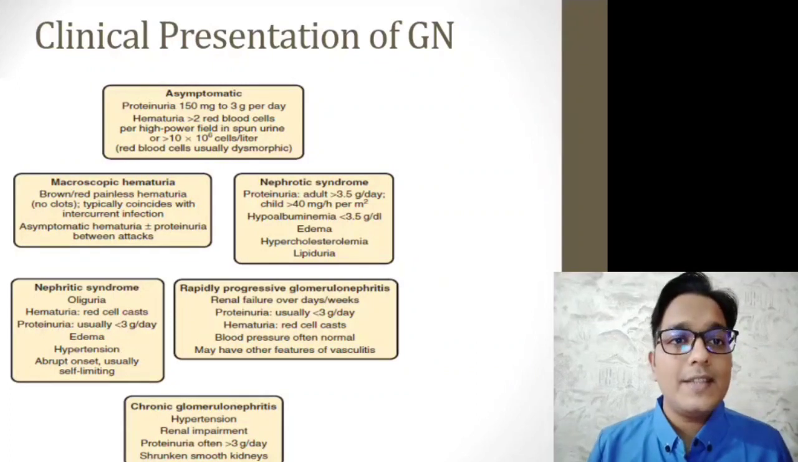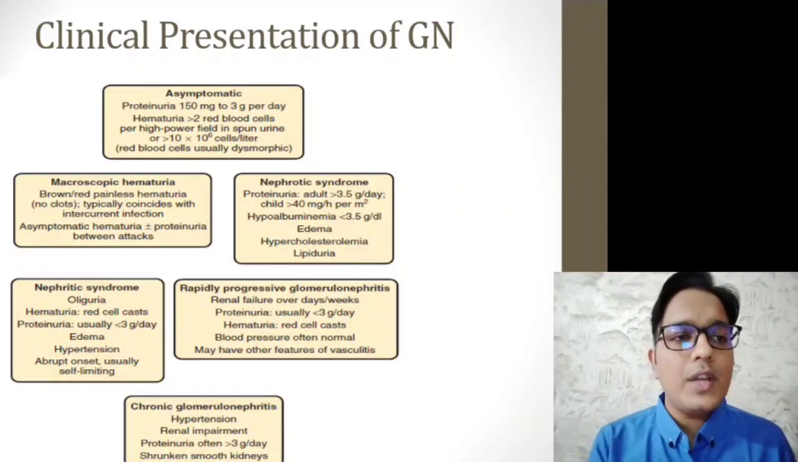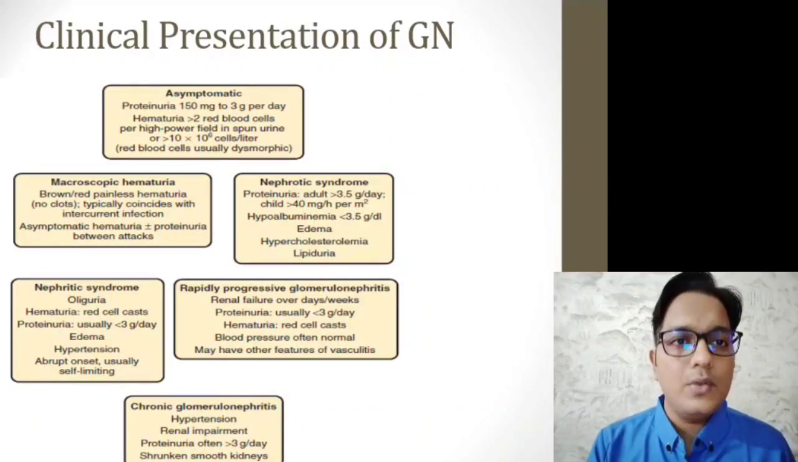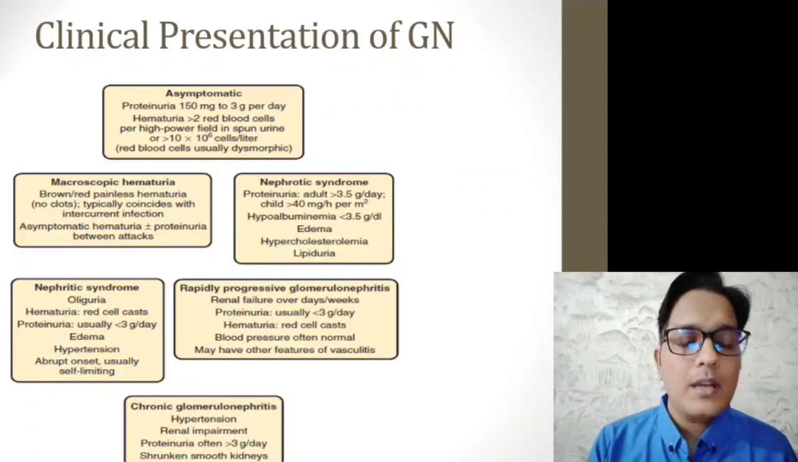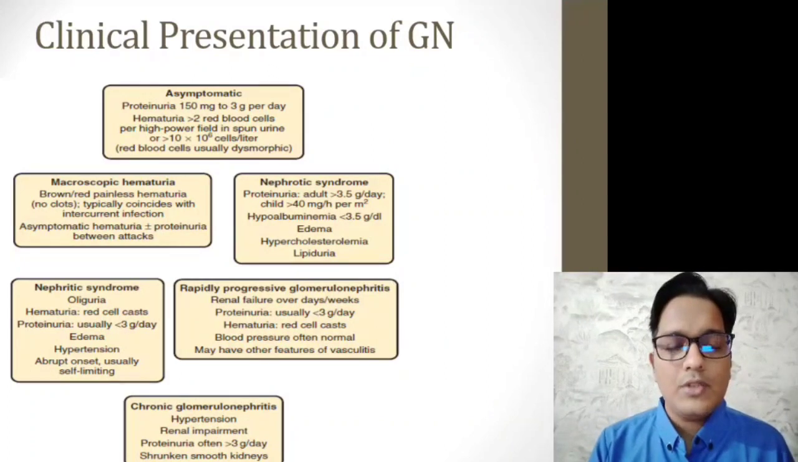The other presentation is nephrotic syndrome. We know what nephrotic syndrome is; it has criteria. There is proteinuria in adults, more than 3.5 gram per day of protein in the urine. There is hypoalbuminemia, less than 3.5 gram per deciliter. There is edema, there is hypercholesterolemia and lipiduria. So these five criteria are the criteria of nephrotic syndrome. We need to memorize that. So this is nephrotic syndrome.